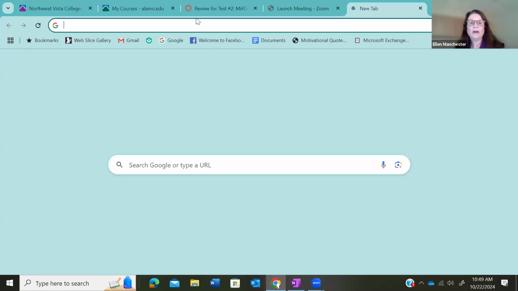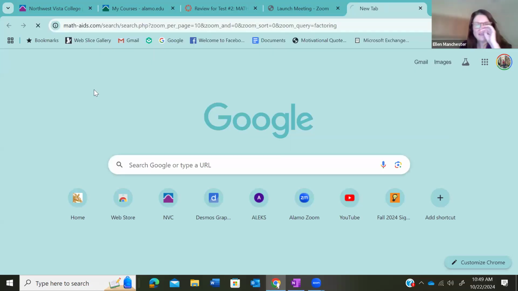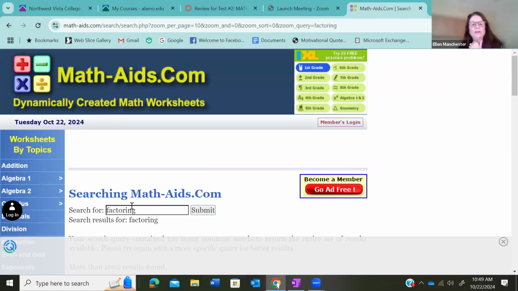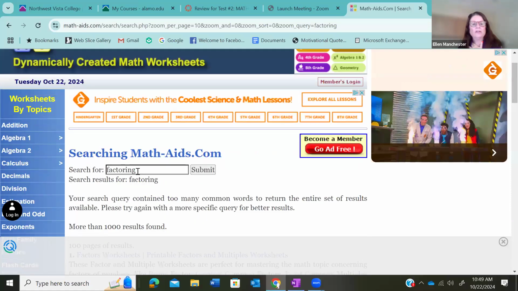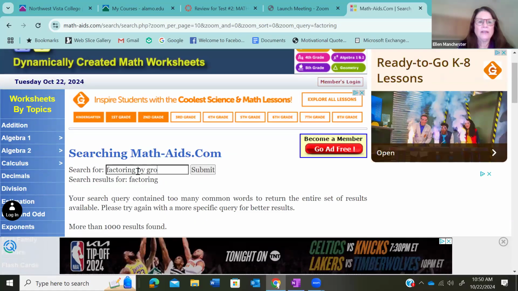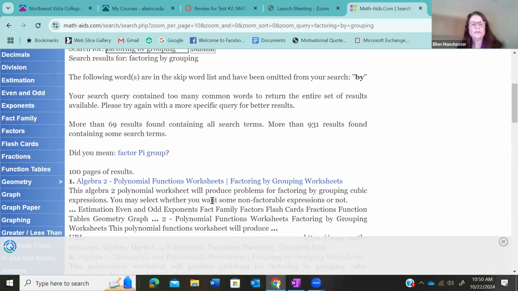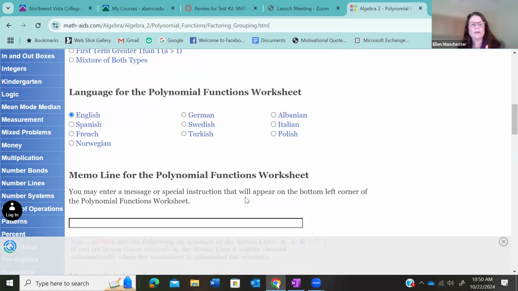Let me show you a website. This website is awesome and it's free. You can do math worksheets. I do Math Aids. And so like here, I put in the search bar factoring. And you can do factoring by grouping if that's the one that you want more help on. And it creates these worksheets. So here's factoring by grouping worksheets.